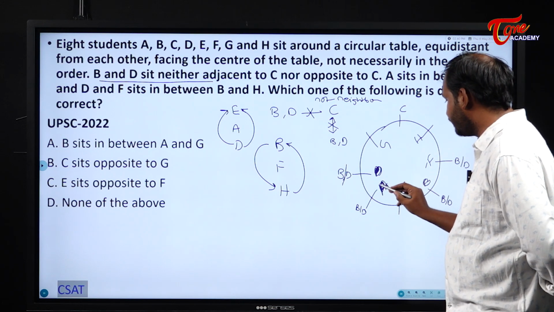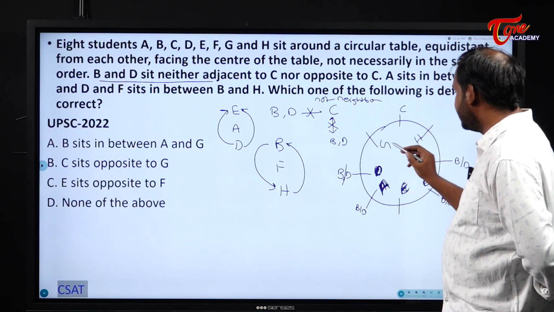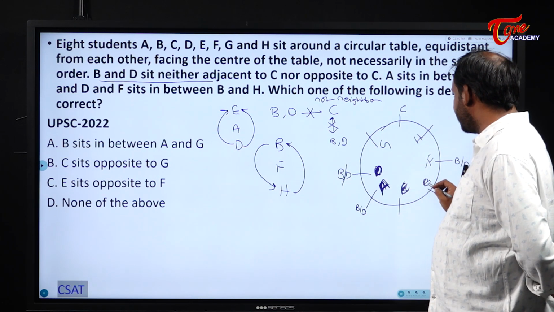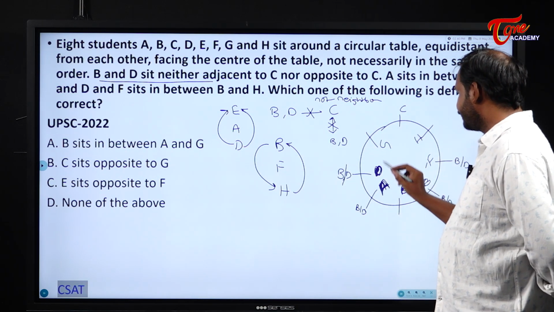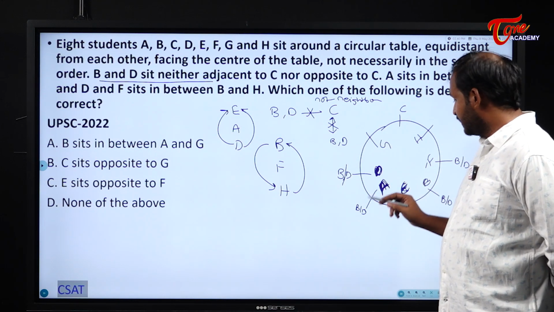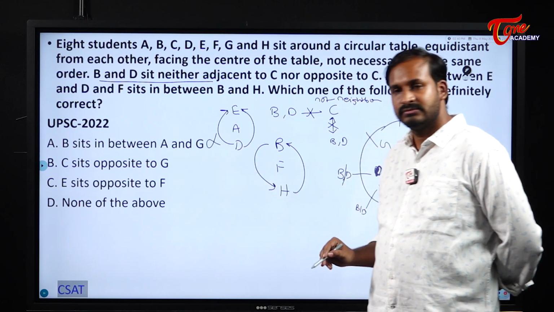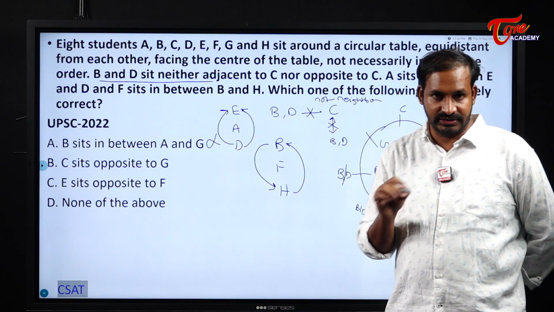Now in this arrangement, please see here students, B, D, G. In this arrangement, B sits between A and G. Is it mandatory that B is sitting between A and G? G is here and A is here. Is B sitting between A and G? No. So that one is false. With one arrangement, I made it false.